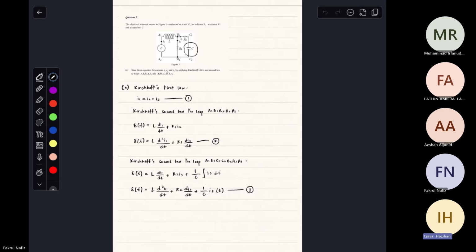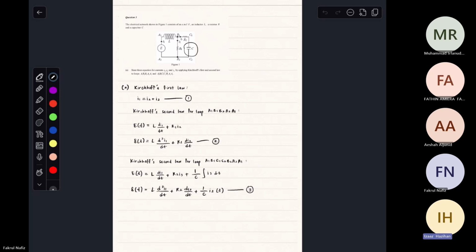Okay, so we move to the next, which is Kirchhoff's second law. So what is Kirchhoff's second law? Kirchhoff's second law is that the total voltage in a closed loop is equal to zero. So we're going to have two loops: the first is A1, B1, B2, A2, A1, and the second one is A1, B1, C1, C2, B2, A2, A1.